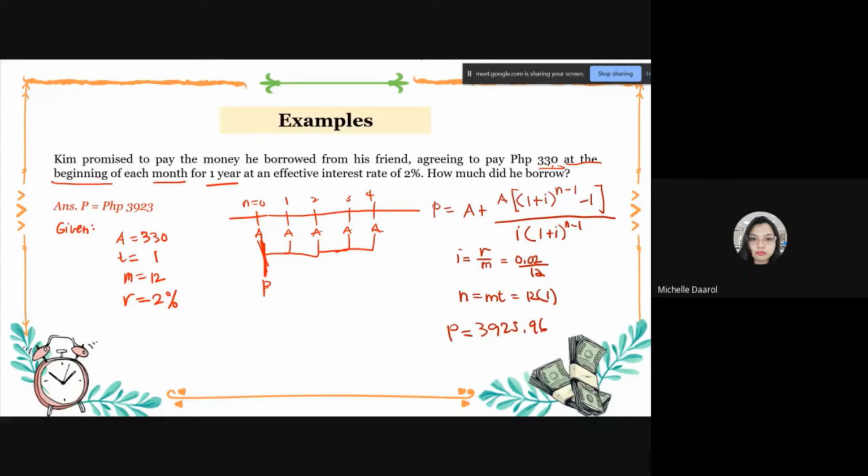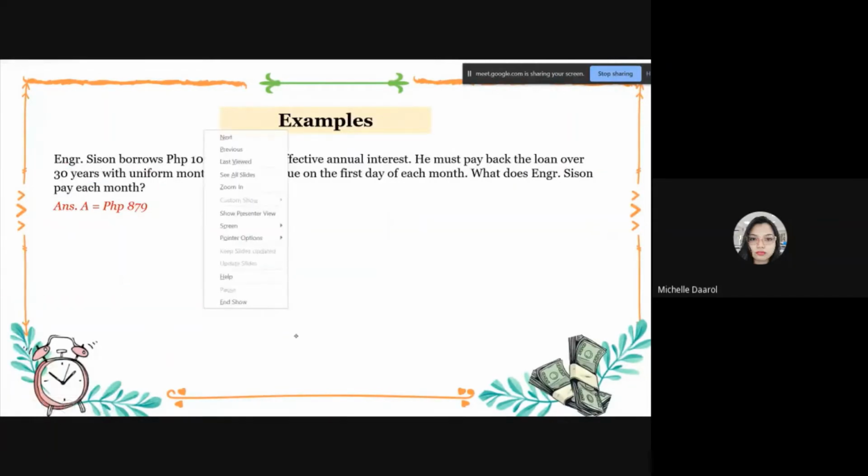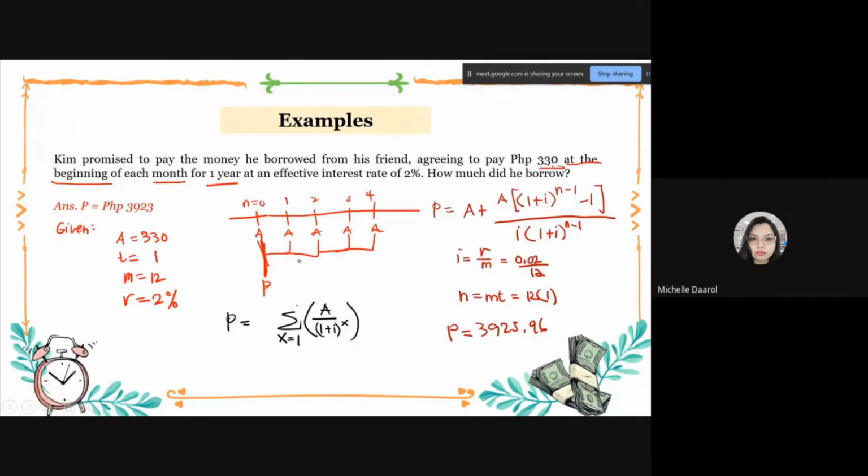Using the formula. And then, here is another way of solving for P. Okay, remember sa ordinary annuity, di ba? This is actually the summation of A over 1 plus I raised to x, when x is 1 and then up to n, or kung ano ang period dito. So, n na lang ang ilalagay dito. Ganito sa ordinary annuity.